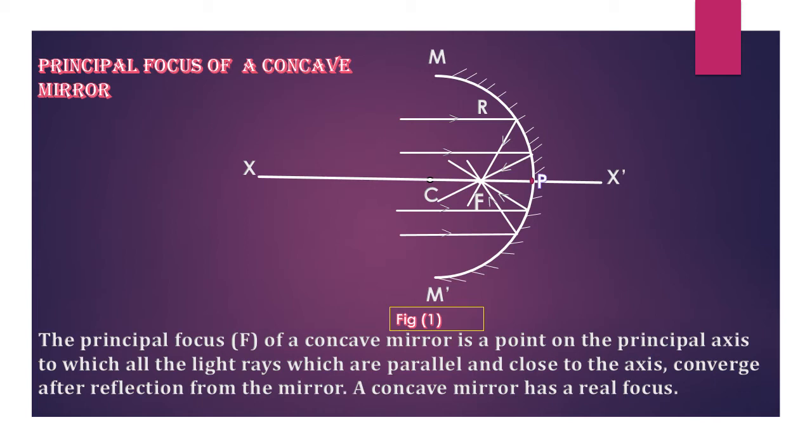So how to define the principal focus of a concave mirror? The principal focus of a concave mirror is a point on the principal axis to which all the light rays which are parallel and close to the axis converge or meet after reflection from the mirror. So children, capital F is the principal focus, and since here the actual intersection of light rays happens after reflection, we can say that the image is real, or we say that a concave mirror has a real focus, and this focus also lies in front of the mirror.